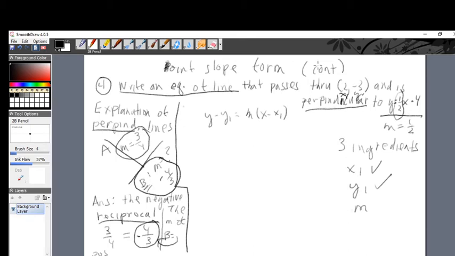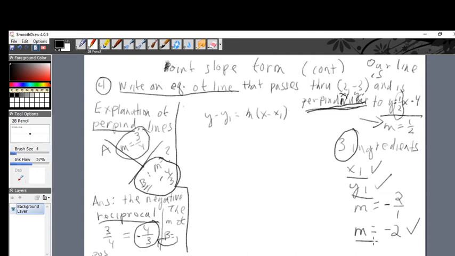But our line is perpendicular to this line. So our slope is 2/1 with a minus. That means our slope is equal to -2. Check. 3 ingredients. We have it: x1, y1, and the slope.